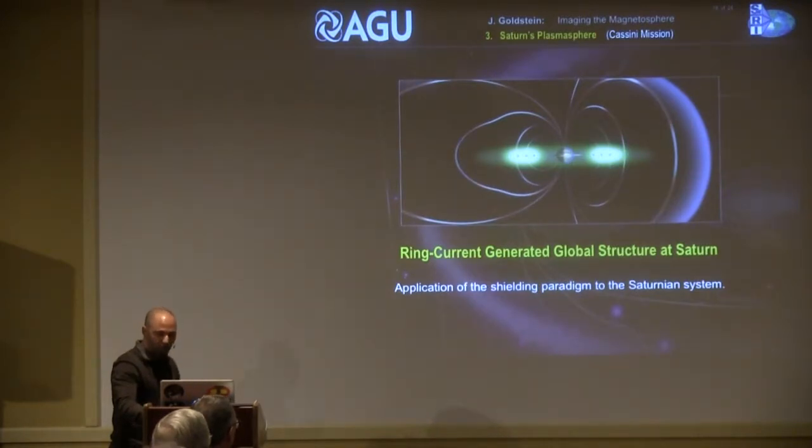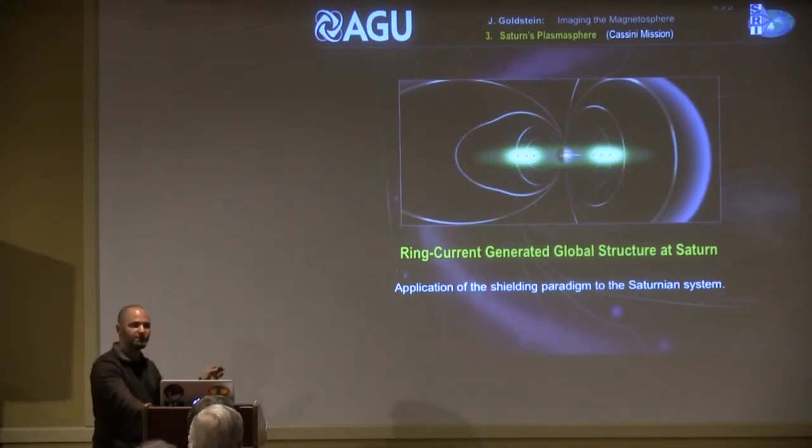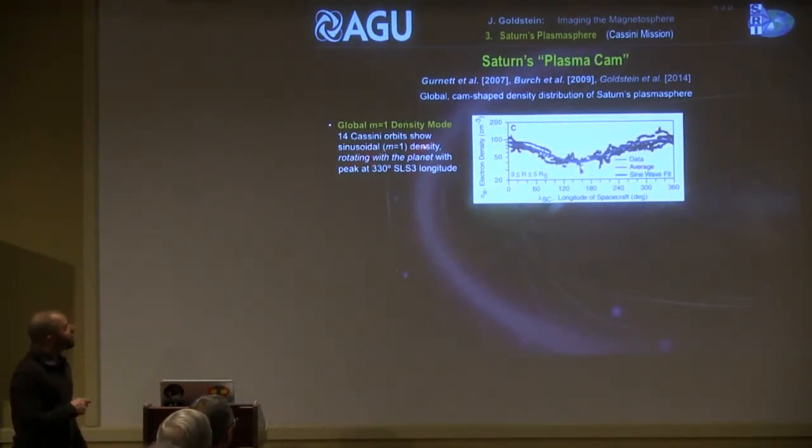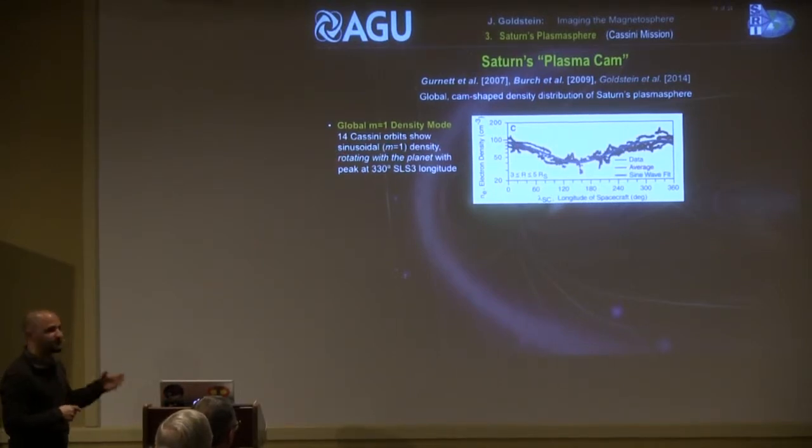Okay, a couple more things I want to say. One is that if you apply the concept of shielding to the Saturnian system, you can gain insight into some of the observations. Here are 12 Cassini orbits showing a sinusoidal m=1 density pattern with a peak at around 330 degrees SLS3.